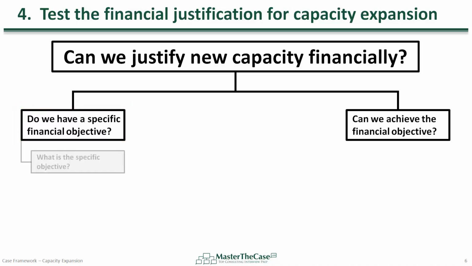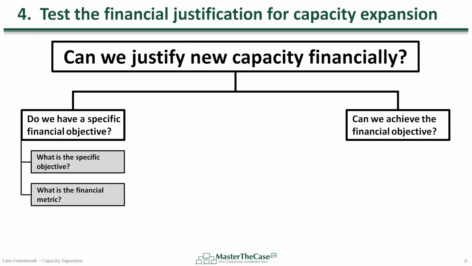1. What is the specific objective? We must be clear about what we have to achieve, by when, and under what conditions. 2. What is the financial metric? We must identify the specific metric for the objective, because different firms often use different measures. For example, the return on new capacity can be defined in terms of net cash flow, incremental profit, and even share growth. So it's important to get it right. And 3. How is the metric computed? We must have a clear understanding of how the metric is calculated in order to set up our math logic correctly.